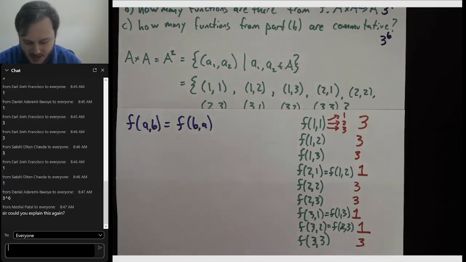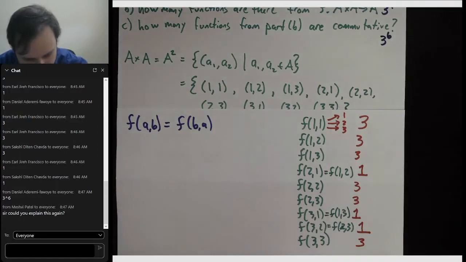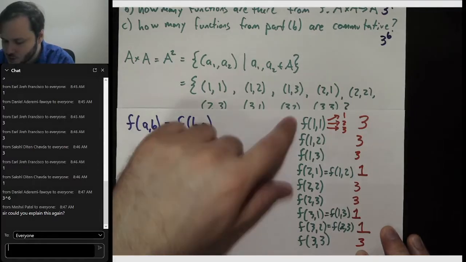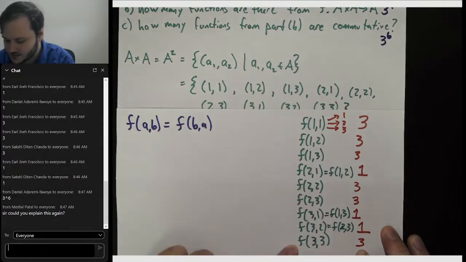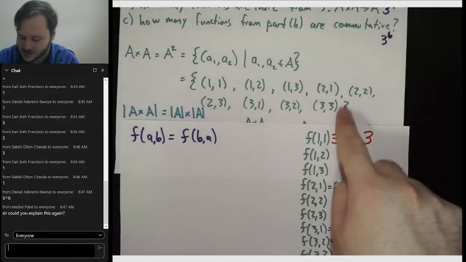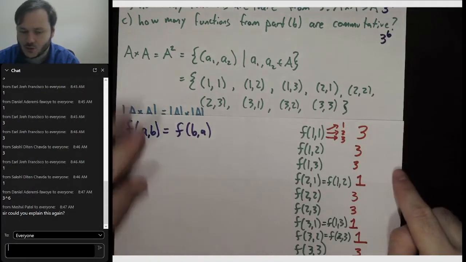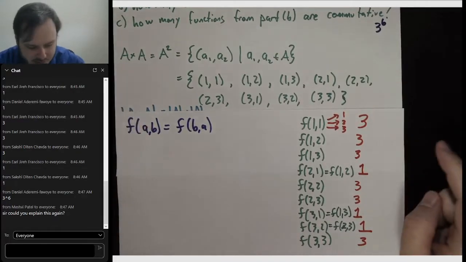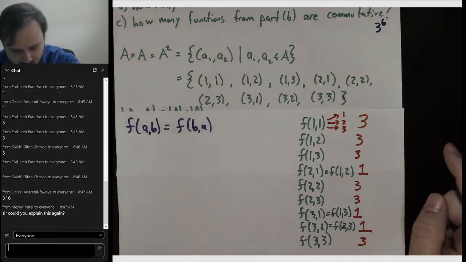Can I explain this one again? Yep, totally. So I've got to pick values for each one of these 9 inputs, right? I've got 9 inputs in A cross A. For each one of them, I got to draw my arrow over to 1, 2, or 3. So let's do it. Let's pick some values.